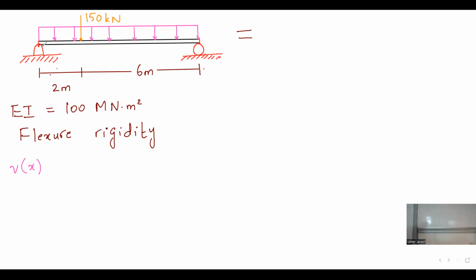So first find M1(x), then find M2(x), then find V1(x), the big expression, then find V2, the big expression. Then you use the four conditions. At x equal to 0, I don't have any deflection. At x equal to L, I have 0 deflection. Then the continuity equation that we discussed. Now, this problem will take a lot of time, but you have to do it.